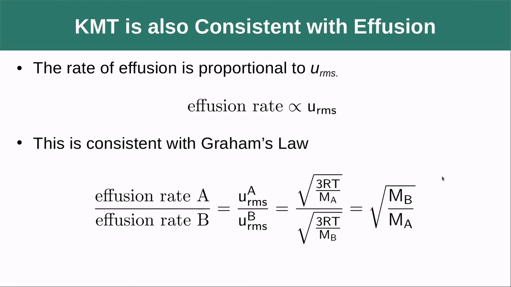So KMT also works for effusion. The rate of effusion is proportional to the RMS velocity. This is consistent with Graham's law. So if we plug in our RMS velocity and our equations for that, and we simplify by canceling these numerators, we will get back to Graham's law.